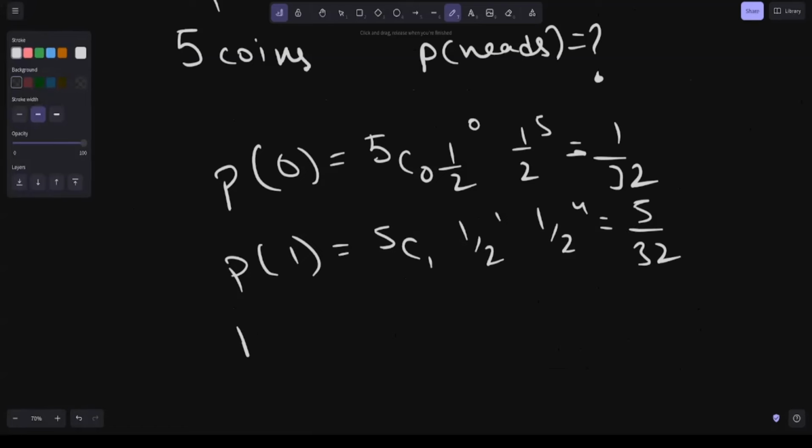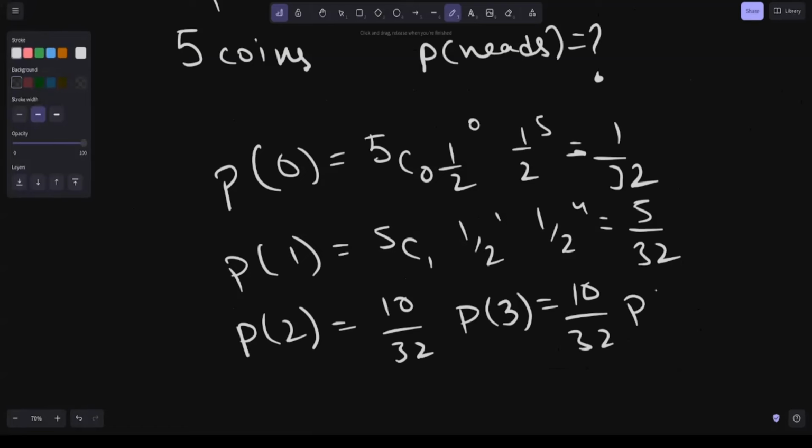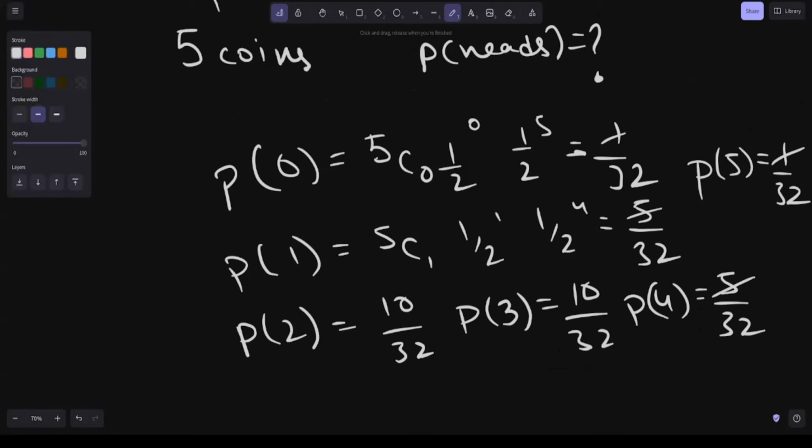And p of, you can calculate all of them. I'm just going to tell you the values. p of 2 is 10 by 32, p of 3 will be 10 by 32, p of 4 will be 5 by 32, and p of 5 will be 1 by 32. So add up all of them. 1 plus 5 is 6, 6 plus 10 is 16, 16 plus 10 is 26, 26 plus 5 is 31, plus 1 is 32, right? So we are covering all the cases. All the cases are covered. So you can see this clearly works. Okay, so this is what the base of the binomial random variable or Bernoulli random variable comes out to be.